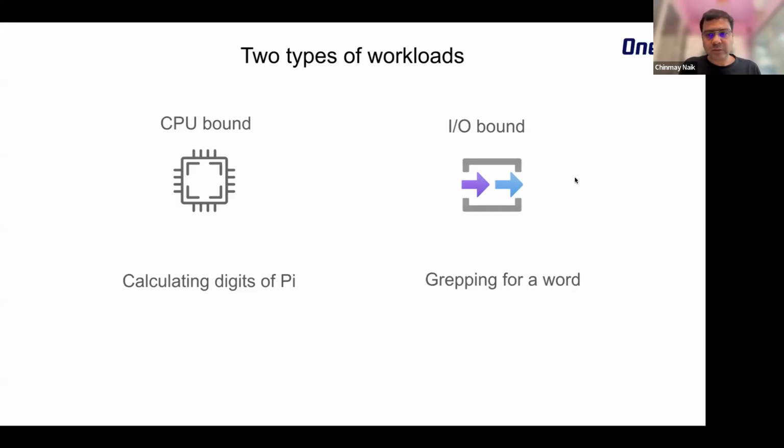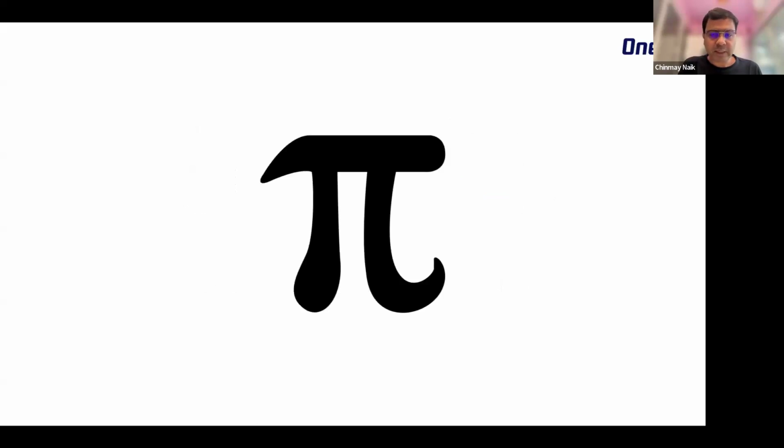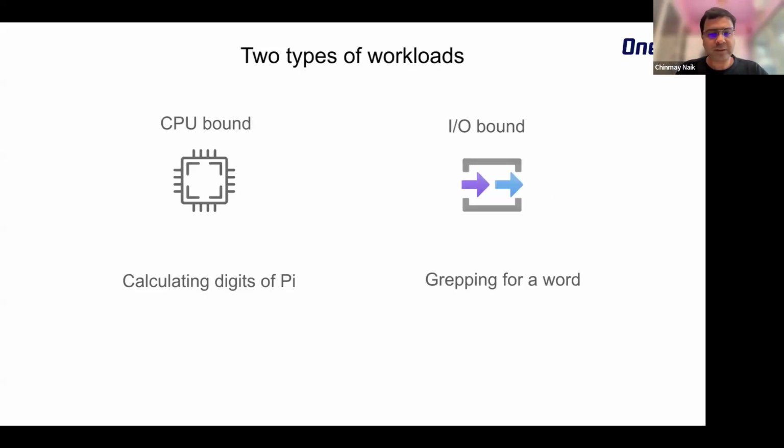So what I want to do right now is take one example of a CPU-bound workload, especially calculating pi. I was thinking, is there a possibility to have, for example, let me go back. Is it possible to devise some algorithm that calculates digits of pi which can be parallelized?